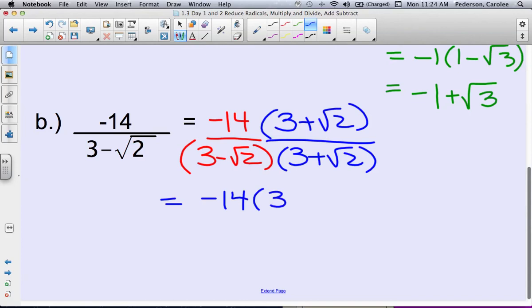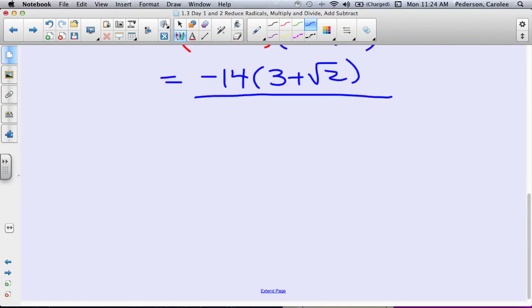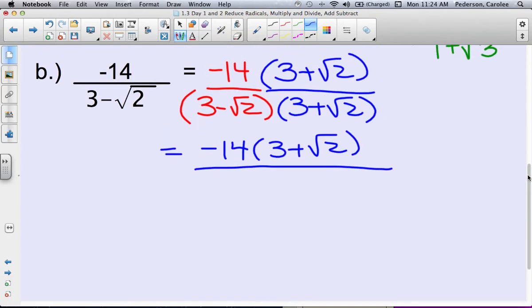Negative 14 times 3 plus square root of 2 over, now if you remember the last example, our inside terms canceled out. So to save us a little bit of time, we just have to do first and last. So first is 3 times 3, which is 9, and then last, negative square root of 2 times positive square root of 2 is negative 2. Reduce the denominator, which is 7.